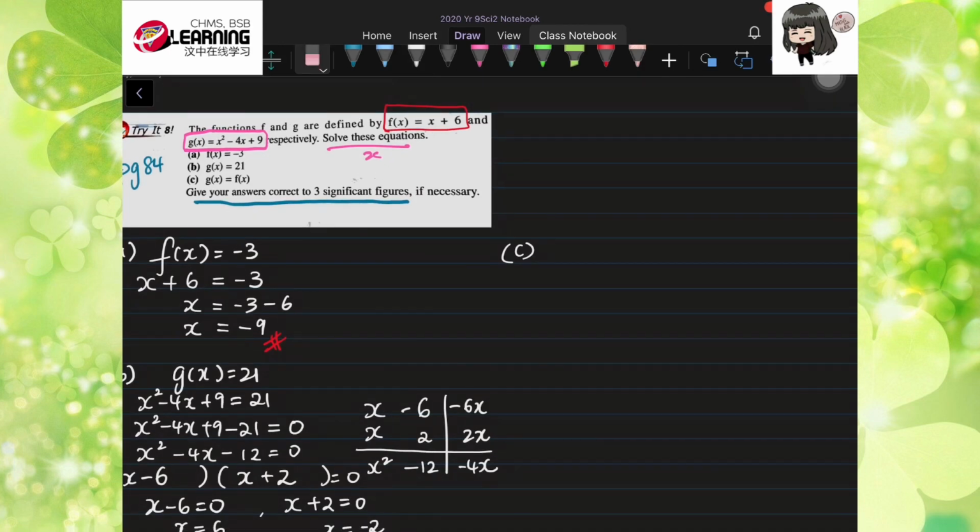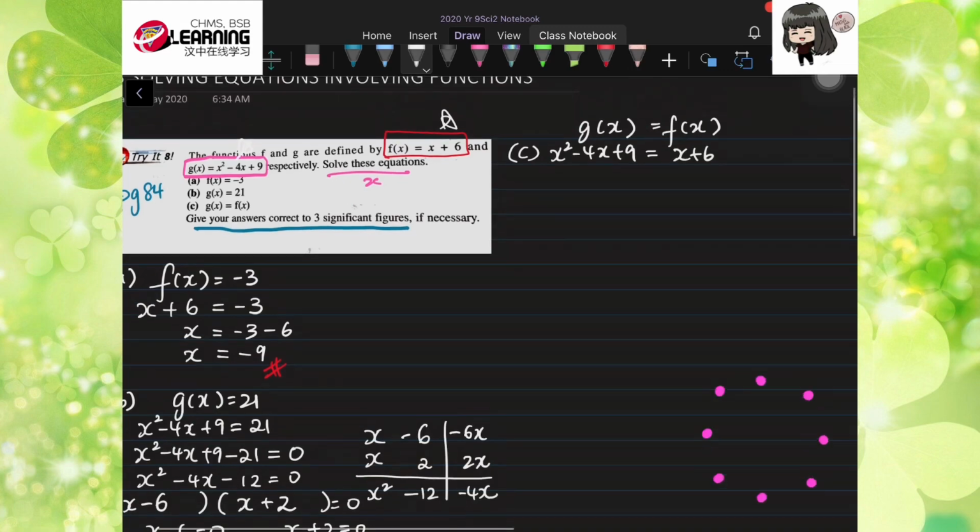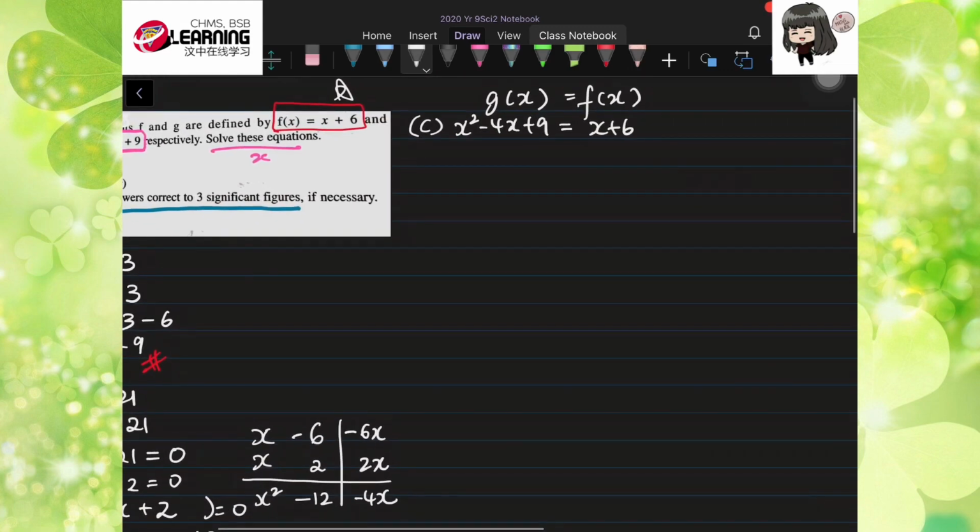Part C. You have g(x) equals to f(x). And what is your g(x)? Refer back. It's x squared minus 4x plus 9, and f(x) is x plus 6, from the question here. So we have formed the equation over here and we need to solve this one.